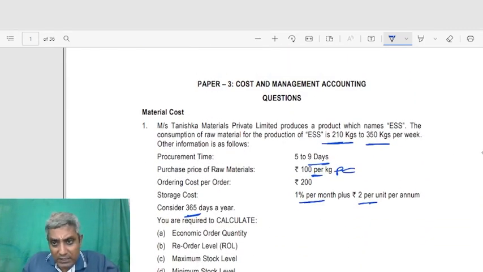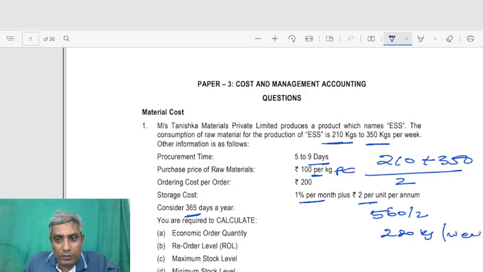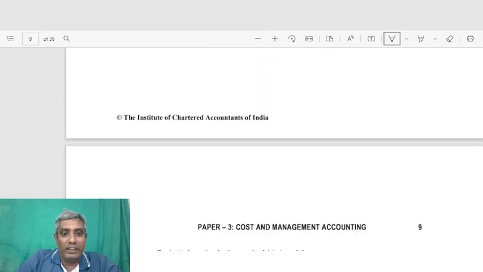Now, from this itself, we can see here 210 plus 350 kgs divided by 2, which gives the average consumption. So, 560 divided by 2, which is 280 kg per week. You should understand this is per week data. You can convert it to number of days also, so divided by 7, you will get per day. Now, my dear students, let us quickly go through the answers so that you will be able to understand quickly. Yeah, very nice.